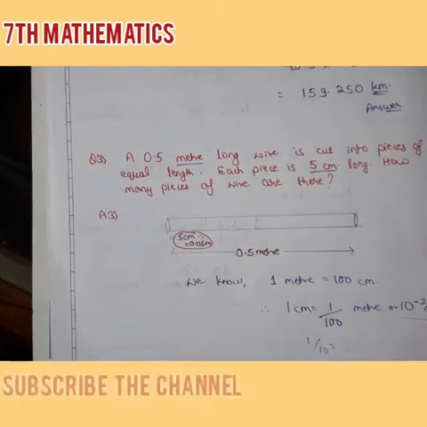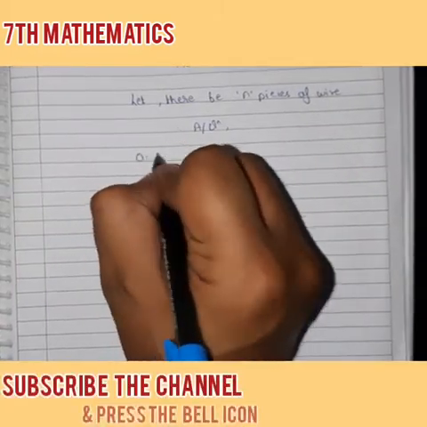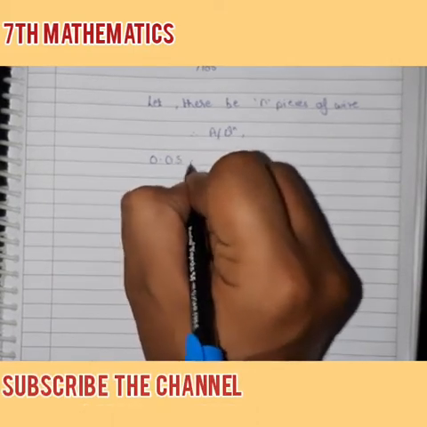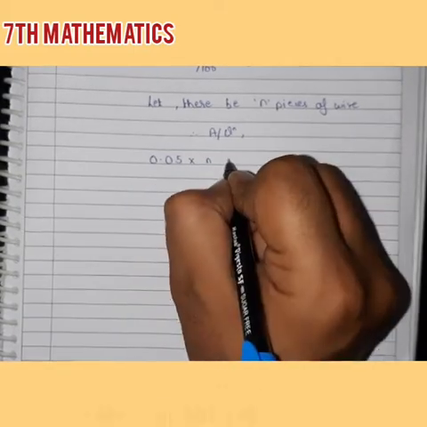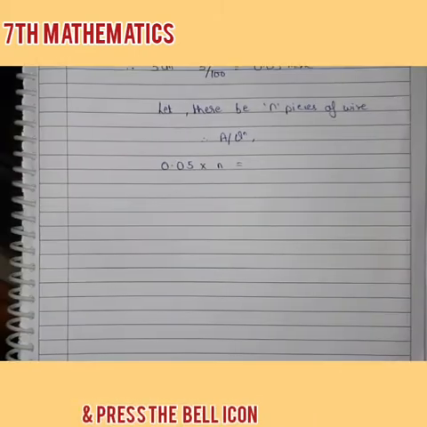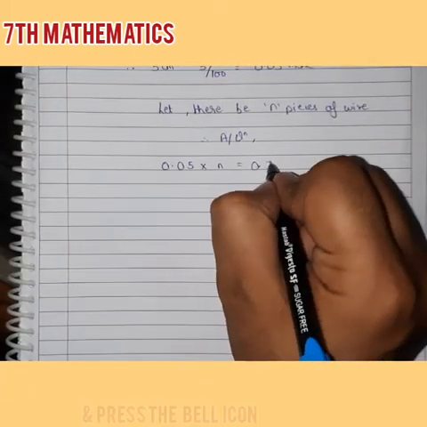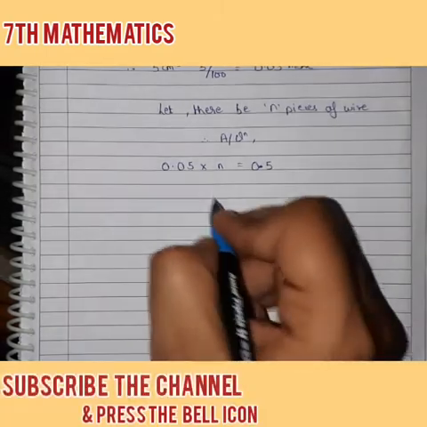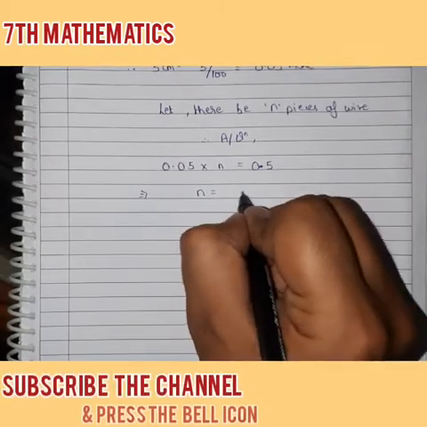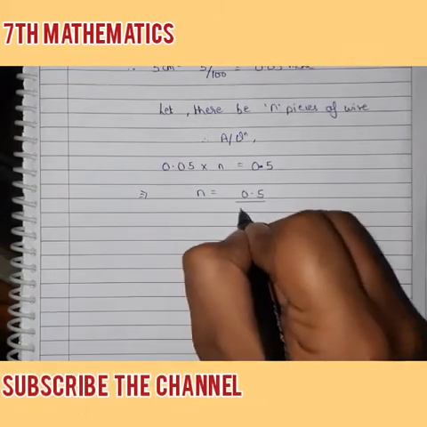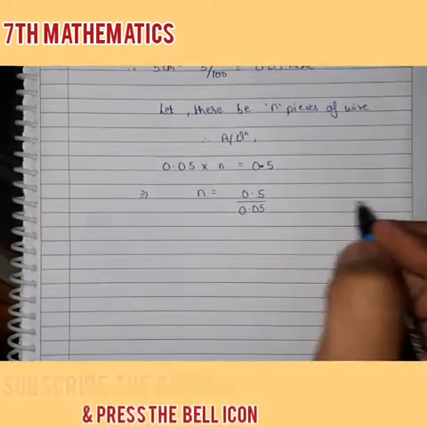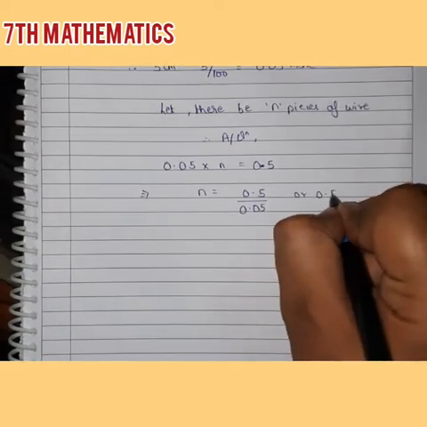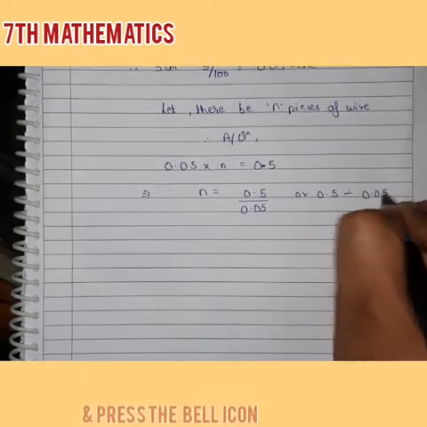So mathematically we can write it: 0.05 into the number of pieces, that is n, equals the total length of wire, that is 0.5. Now simply by transferring we can find the answer. n will be equal to what? 0.5 upon 0.05. Or we can also write it like this: 0.5 divided by 0.05.